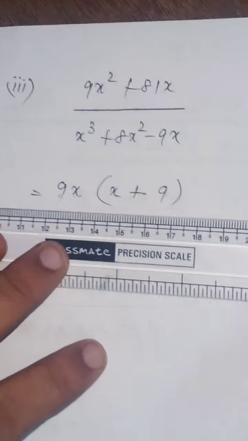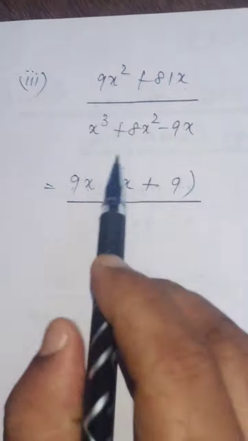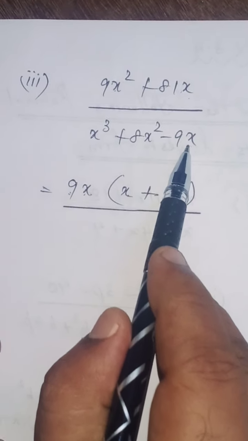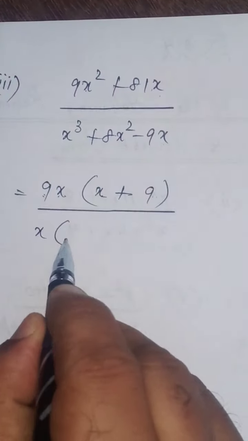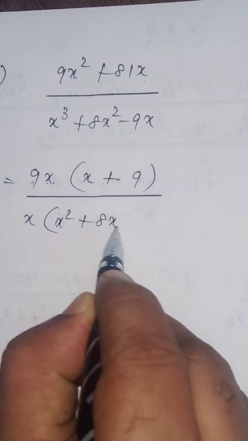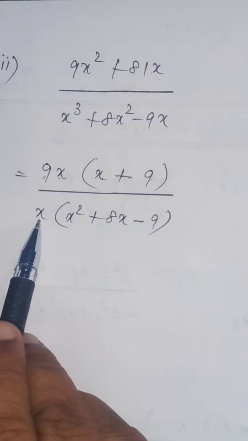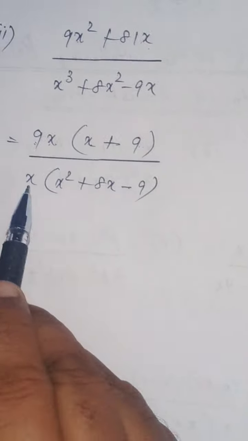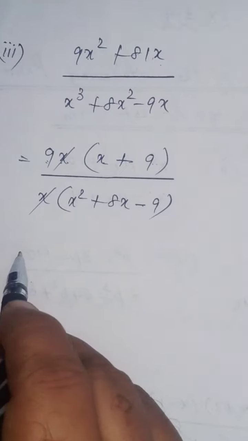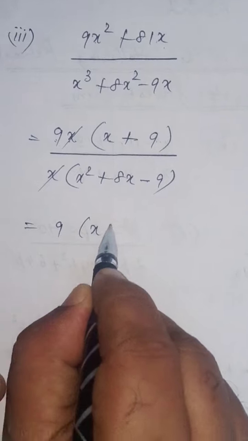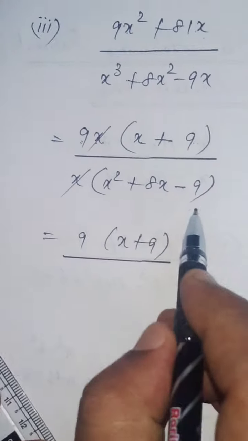The denominator, which one is common? X cube, x squared, x. Which one is the least? X. Take x as common. After taking x as common, you have to write x squared plus 8x minus 9, correct? X into x squared, x cube. X into 8x, 8x squared. X into 9, 9x. X cancelled. 9 into x plus 9, divided by, we have to factorize this polynomial.